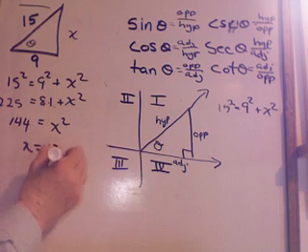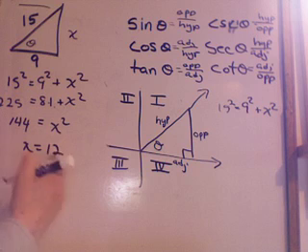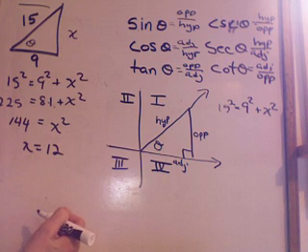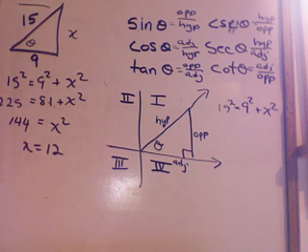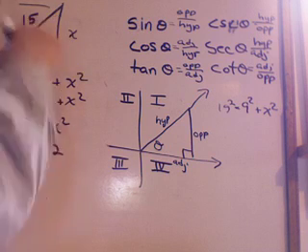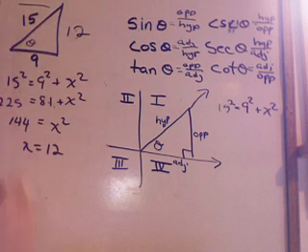X equals 12. Of course, when you take the square root, you know we could get plus or minus 12, so why am I putting just 12? It's the side of a triangle, it has to be positive. Okay, so now I have the three sides of this triangle, and I can do the six trig functions.